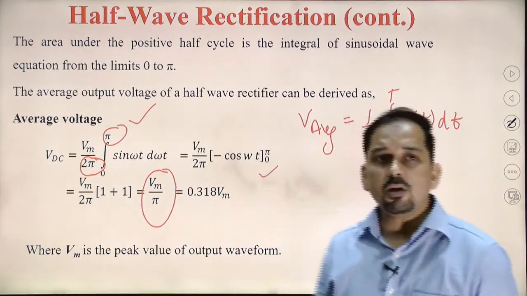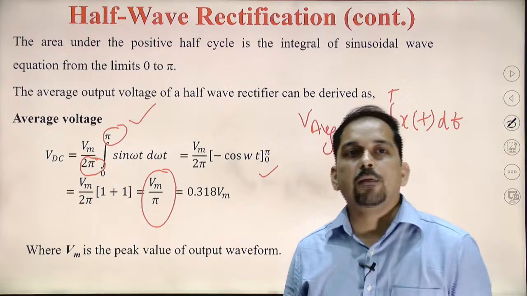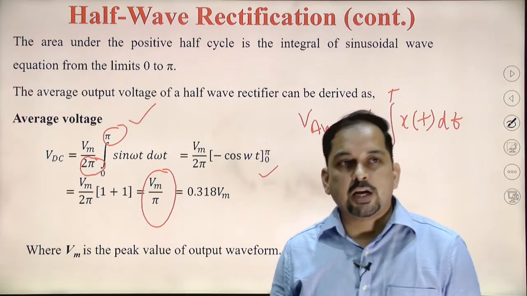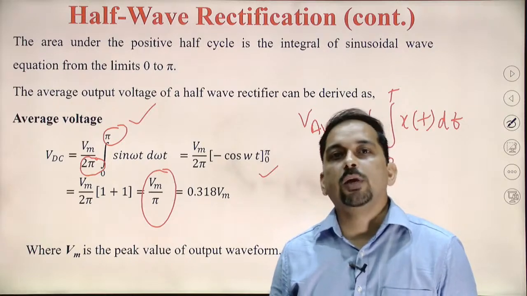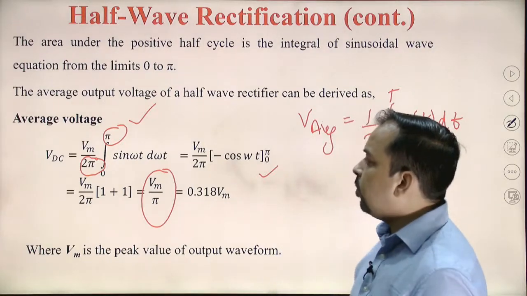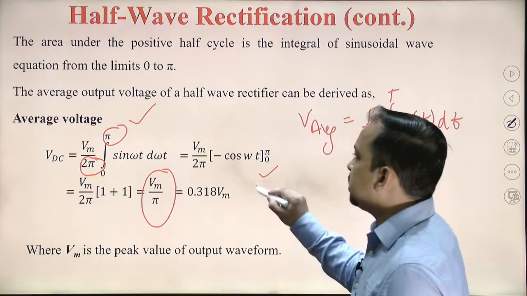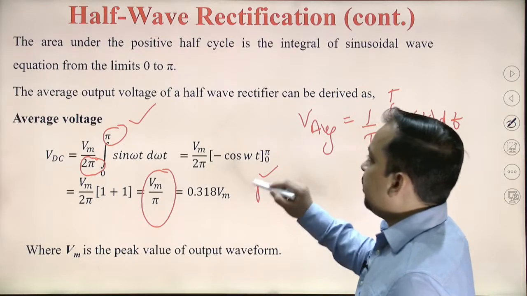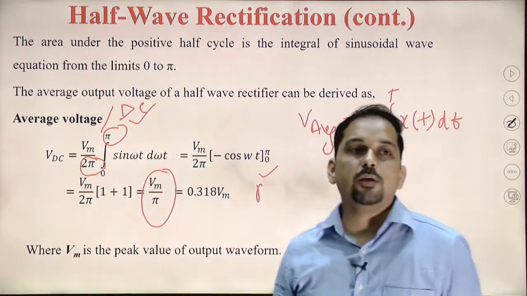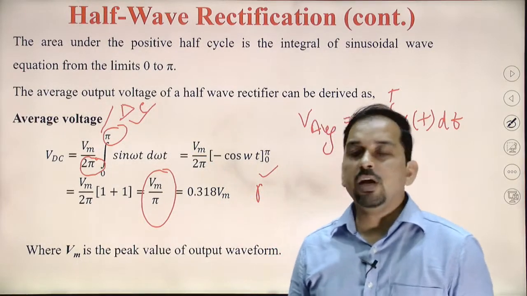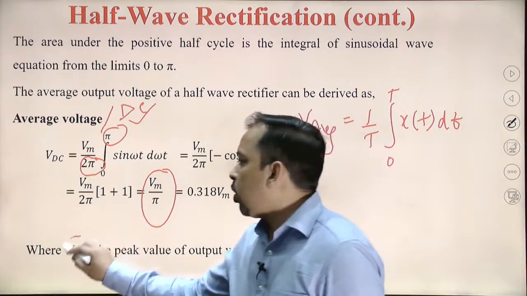This means we have calculated two important parameters associated with the half wave rectifier. First is the RMS voltage, which is Vm by 2, and the second one is the DC voltage, which is also referred to as the average voltage, and the formula is Vm by pi, where Vm is the peak value of the output waveform.